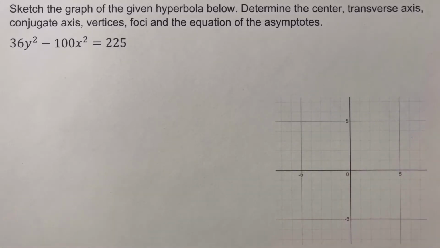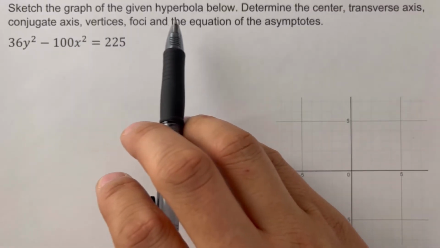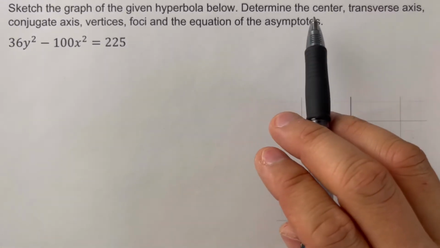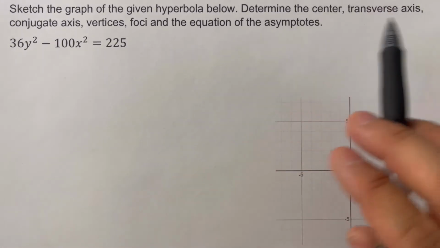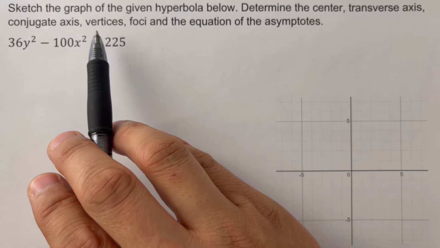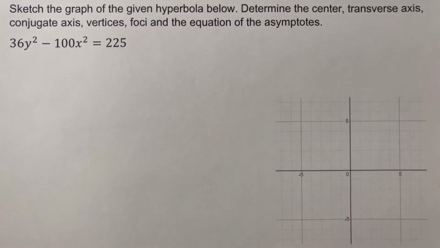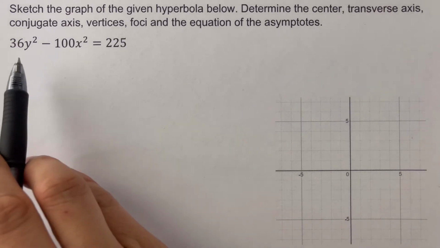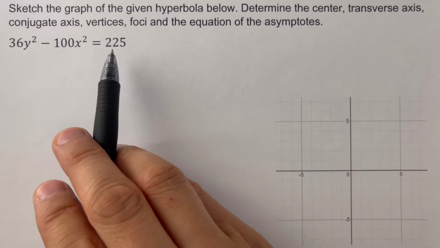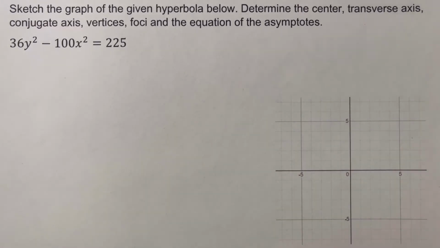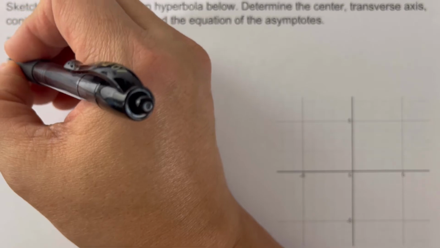In this example, we're supposed to sketch the graph of the given equation below, and we're supposed to determine the center, the transverse axis, the conjugate axis, the vertices, the foci, and the equation of the asymptotes. So just by looking at this, we can tell that this is not in standard form, because remember, this one has to be 1. So what we are going to do here is divide both sides by 225. So I'm just going to go ahead and show the work up here.